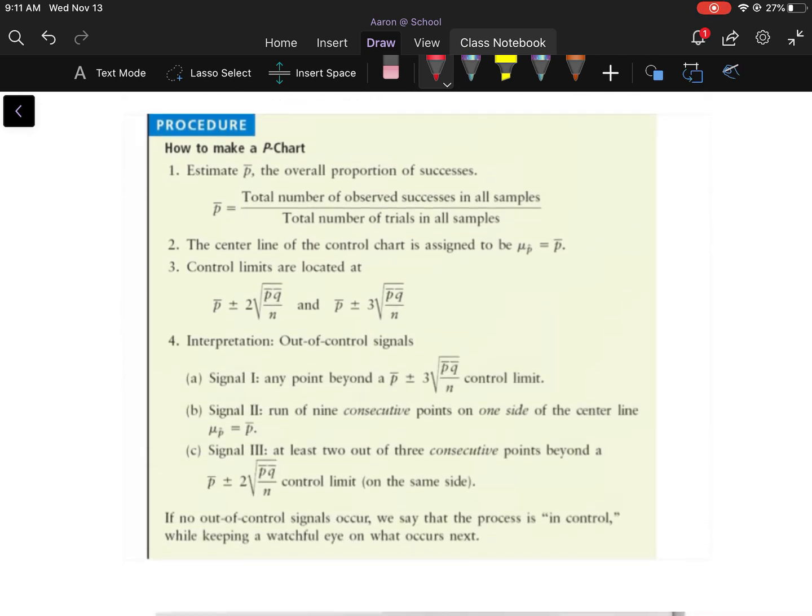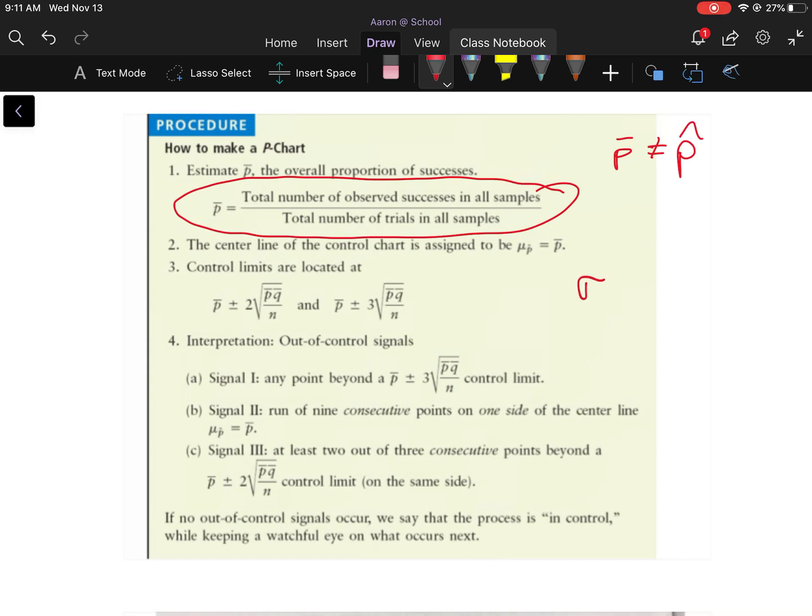Something a little bit different that I want to run through is this P bar. It's not the same thing as P hat. So again, P bar is not the same thing as P hat. P bar is the total number of observations in all the samples divided by the total number of trials. Then you can use that to figure out your standard deviation, a lot like what you did, but now instead of P and Q, it's P bar and Q bar. And Q bar is just 1 minus P bar, divided by n. Be careful, n is how big the samples are.